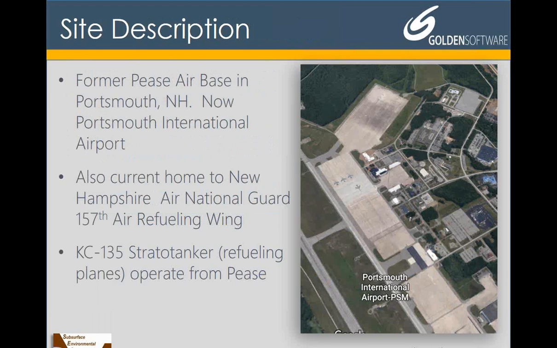The Air National Guard maintains a group of KC-135 Stratotankers, which are refueling planes, and these operate out of Pease Air Base. Go to the next slide, I think.